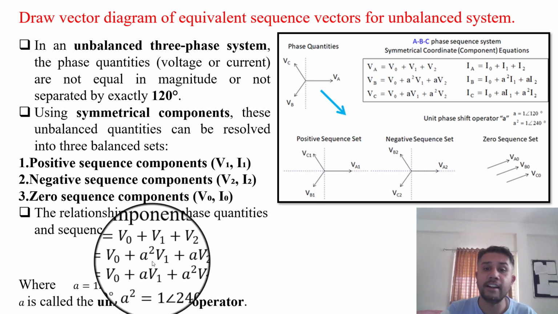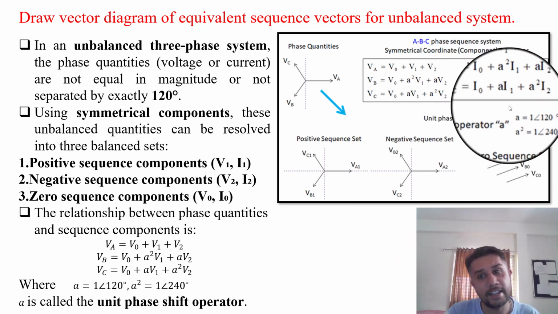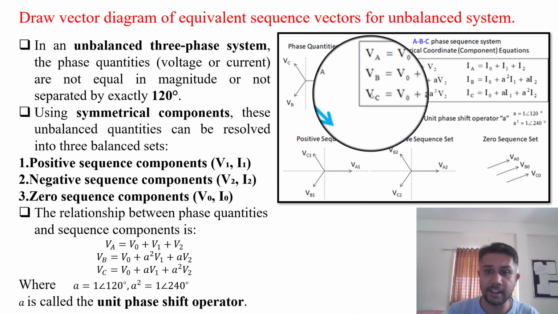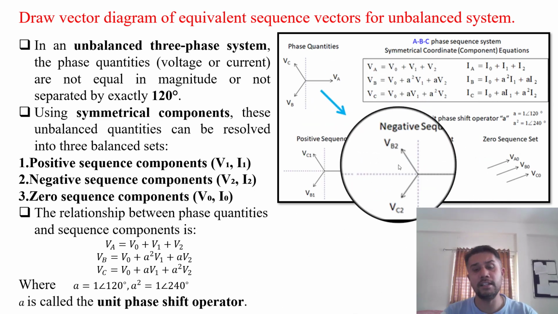A similar vector can be represented for current as well here. So the unbalanced current of all the phases can be described as the sequence components, like zero sequence, positive and negative sequence. So these are the vector diagrams for the unbalanced system.